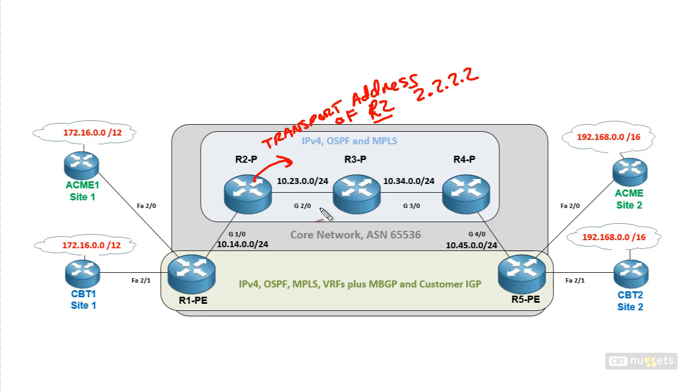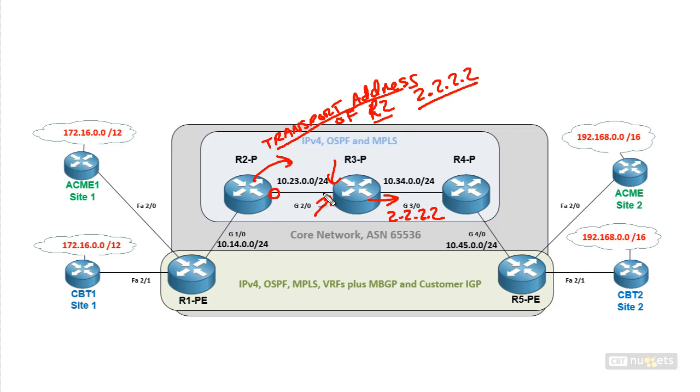However, if R3 heard these hellos on interface gig 2.0, and for whatever reason thought this was the interface to use to get to 2.2.2.2, it's going to say, not going to do it. I'm seeing the hello messages on gig 2.0. They're sourced from 10.23.0.2, which is the interface of R2, but the transport address inside of that little hello message is showing a transport address of 2.2.2.2, and this interface right here is not the right interface personally that I would use to get to 2.2.2.2. I will not form an adjacency.